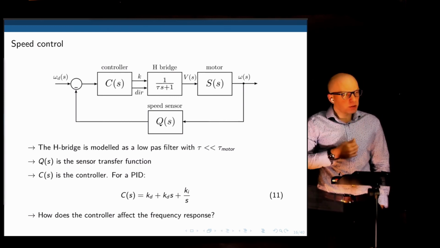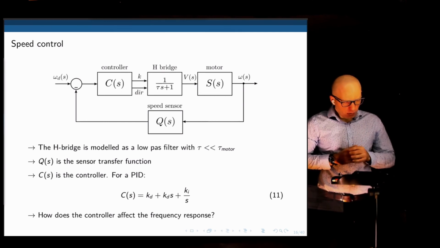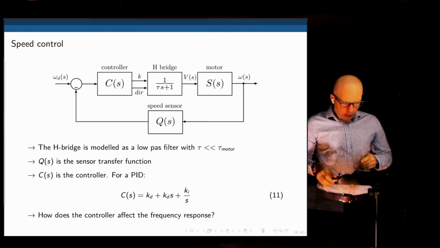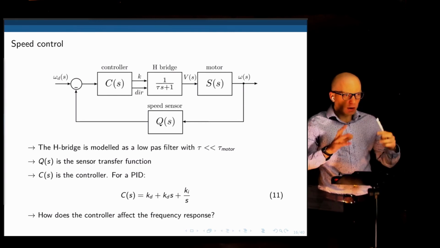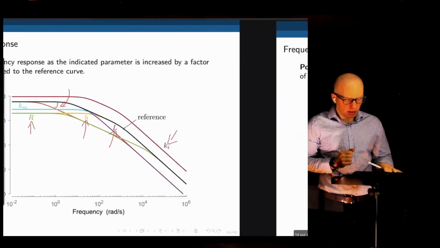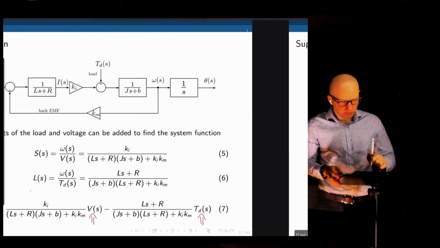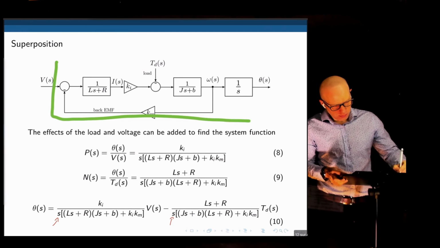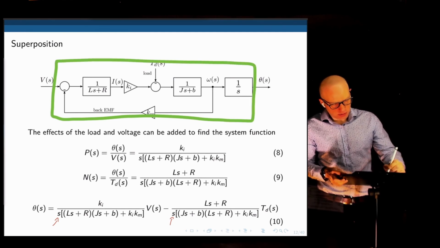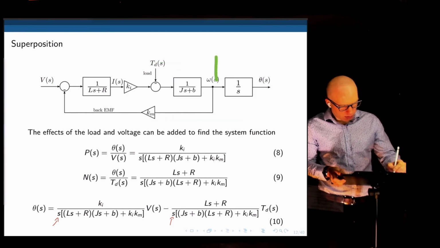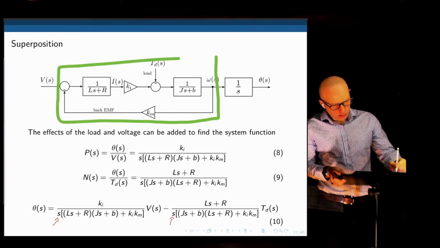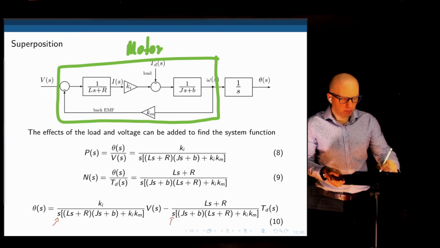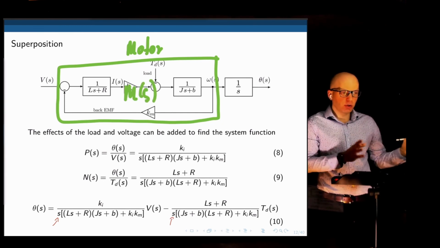Let's look now at speed control. For speed control, we need to close the loop. So first we need to take the motor itself and use that as a plant. So this entire block diagram here becomes the motor transfer function. This would be the M of S function that we are going to use there.